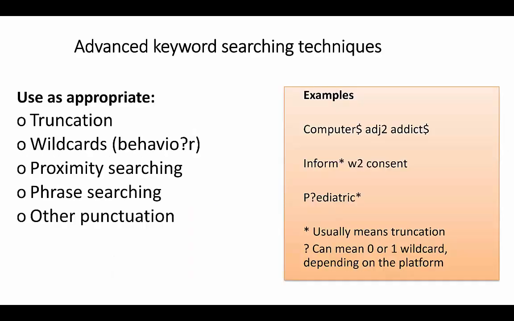This is your chance to use all of those advanced keyword techniques. Depending on the platform, these may differ. So for some terms you may want to do truncation. Sometimes you have different spellings, British spellings, for example. And proximity searching I find to be really useful for some topics. In my example here, I put in computer addiction or informed consent. Sometimes you have different words in between those, or sometimes they can be in different orders.